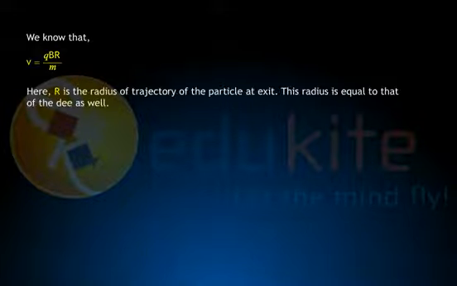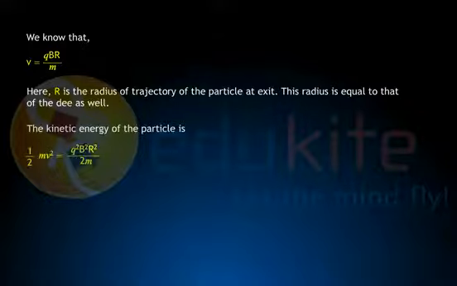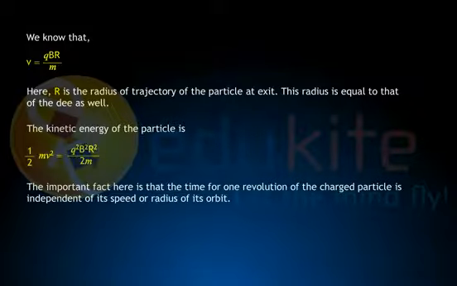We know that v equals q times B times R by m. Here, R is the radius of trajectory of the particle at exit. This radius is equal to that of the D as well. The kinetic energy of the particle is half mv squared, which equals q squared B squared R squared, divided by twice the mass. The important fact here is that the time for one revolution of the charged particle is independent of its speed or its radius of orbit.